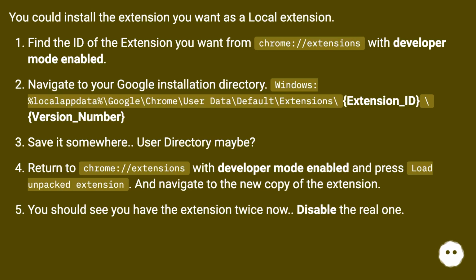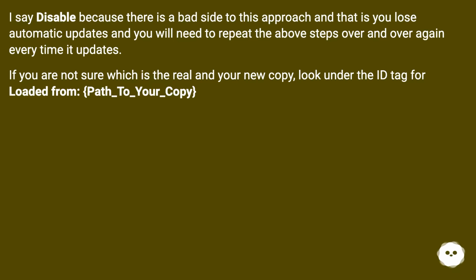Disable the real one. I say disable because there is a bad side to this approach, and that is you lose automatic updates and you will need to repeat the above steps over and over again every time it updates. If you are not sure which is the real one and your new copy, look under the ID tag for loaded from path.